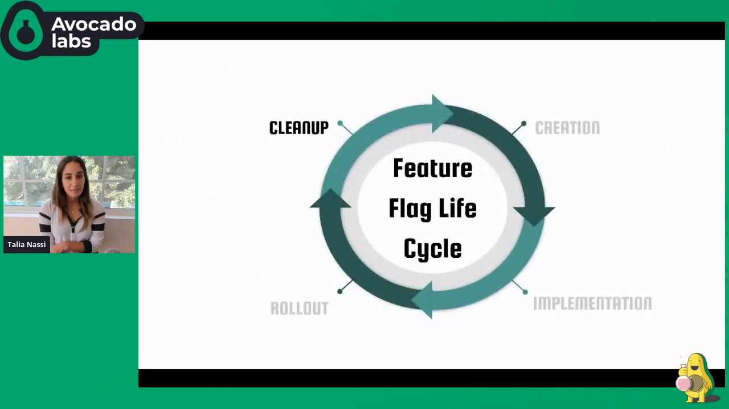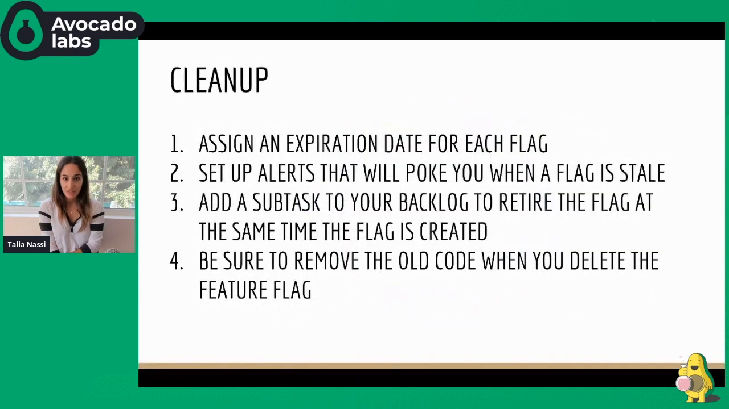And then the last step of the feature flagging lifecycle is cleanup. So you definitely don't want to be stuck with 100 feature flags that have already served their purpose and then were just forgotten about. So something super useful you can do when thinking about removing a flag is to assign an expiration date for the flag. And then you can also set up alerts that will poke you when a flag is stale and say, hey, this flag hasn't had impressions in a while, it might be time to delete it.